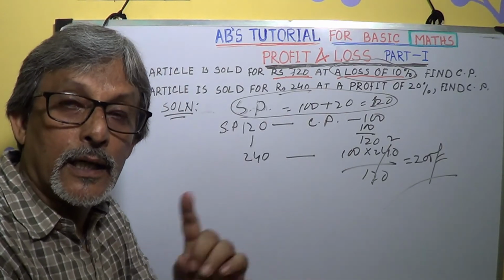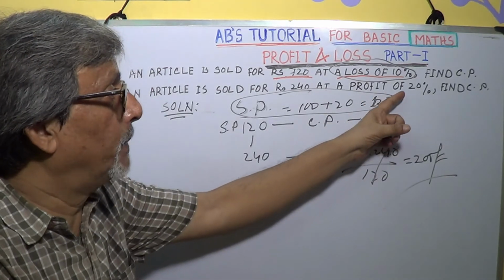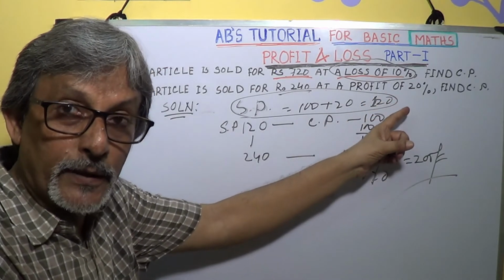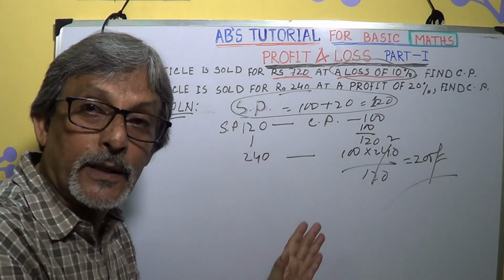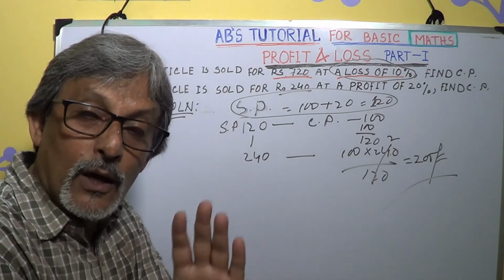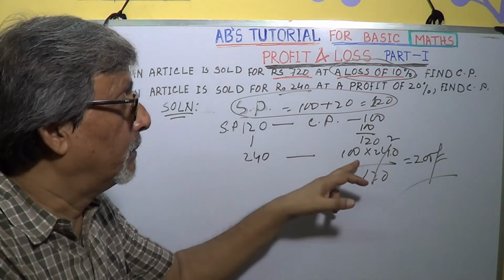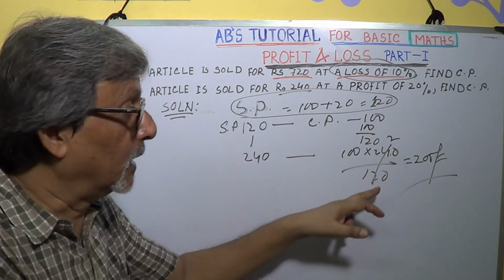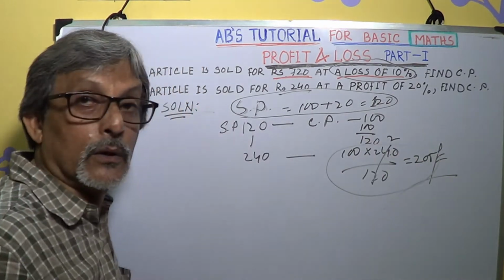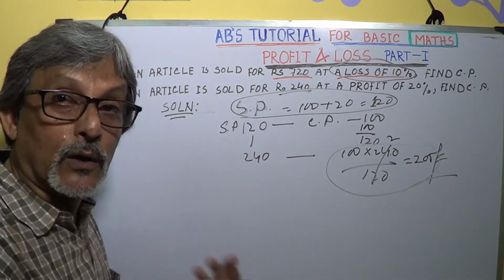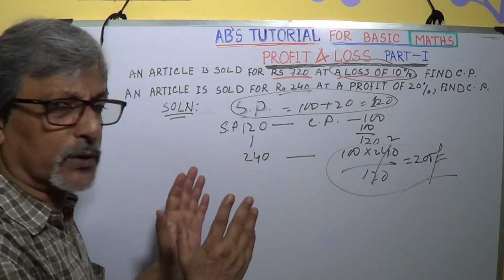So 90, 100, 1, and then the given value. Or 20% is profit, this means 120 is SP and 100 is CP, 1 means 100 by 120, and the given is rupees 240, so 100 multiplied by 240 by 120. You need only do this working.